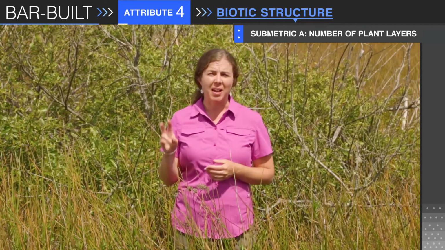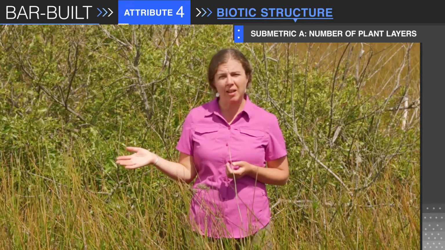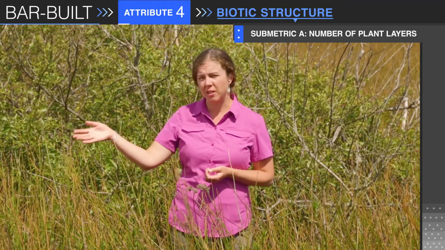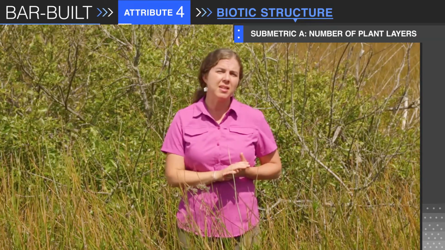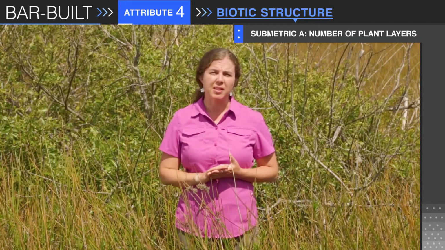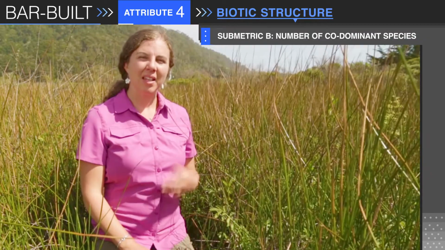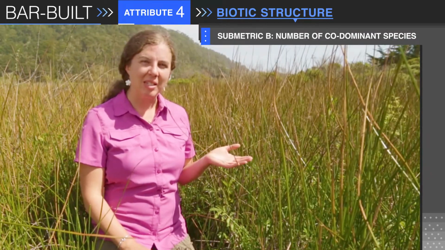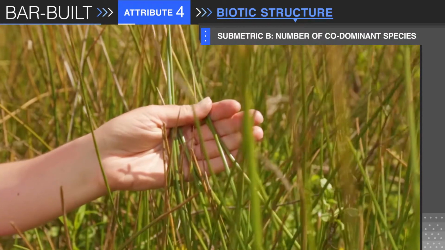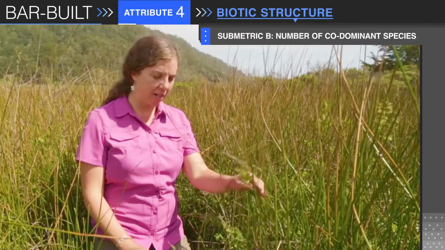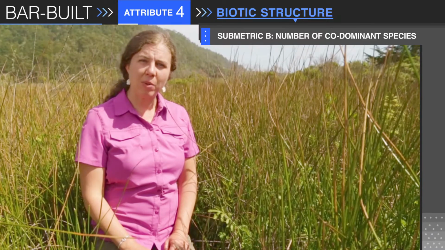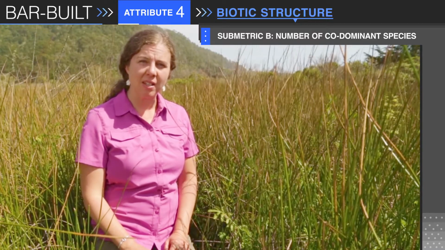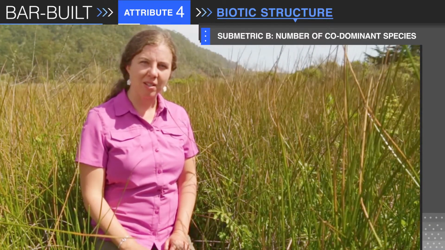In this AA, we have 2 plant layers, a medium layer, which is between 0.3 and 1 meter, and a tall layer, which is between 1 and 3 meters. This gives us a C score for this assessment area. Here are some examples of the codominant species at this site. There's a rush, a marsh baccharis, and a Pacific silvertip. The total number of codominant species here is 7, so it gets a B for that submetric.